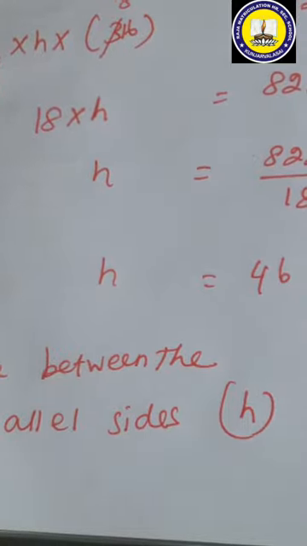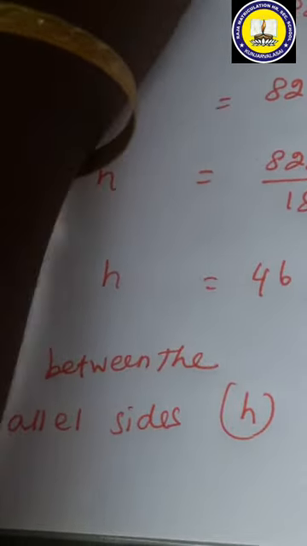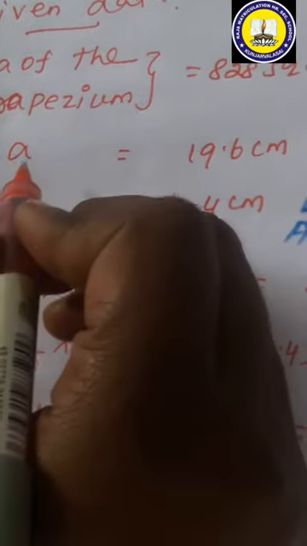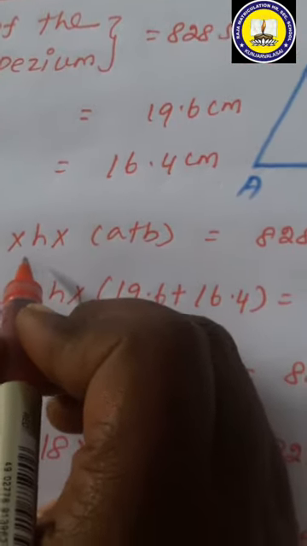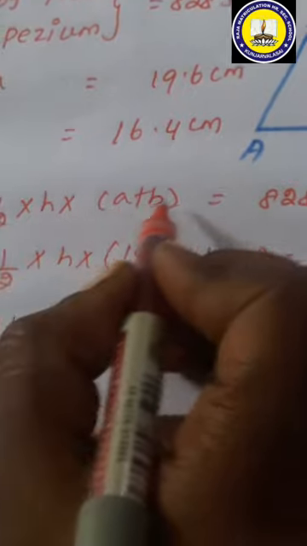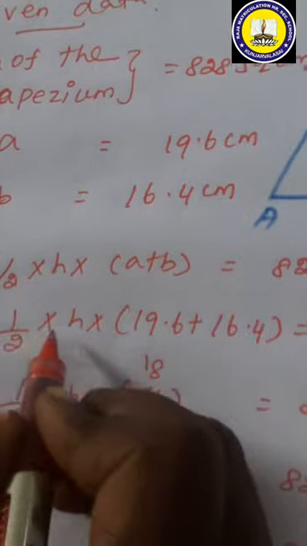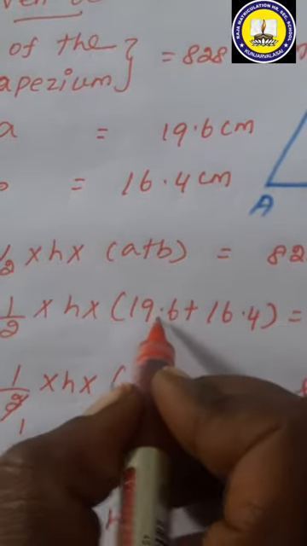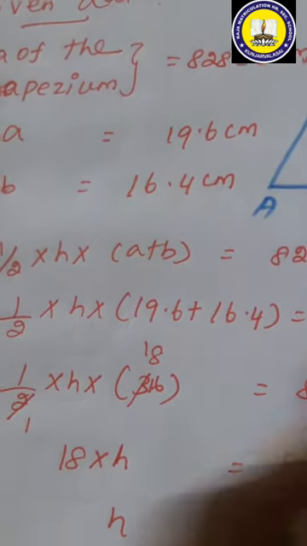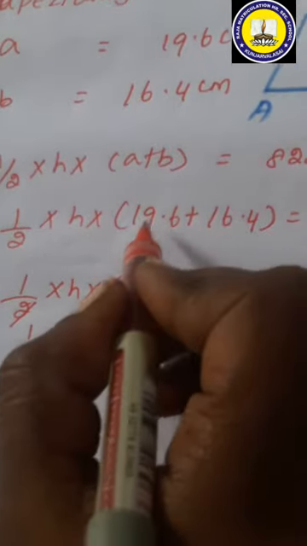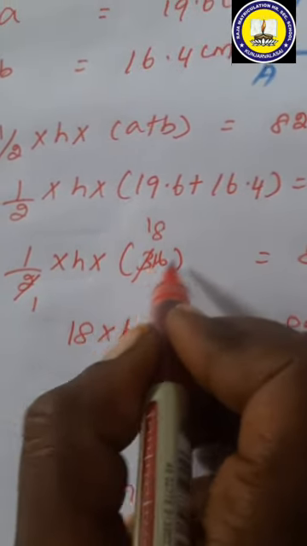Okay, all understand? Okay, once again I repeat the same example, same sum. Given data, first we write solution and then write given data. First one, area of the trapezium is equal to 828 square centimeter, A is equal to 19.6 centimeter and B is equal to 16.4 centimeter. Already we know the area of the trapezium, so we write half into H into A plus B is equal to 828 square centimeter, given question. Then next step, half into H into the value of A is 19.6 plus the value of B is 16.4 is equal to 828 square centimeter. Next step, half into H into the sum of 19.6 plus 16.4, we get the answer 36.